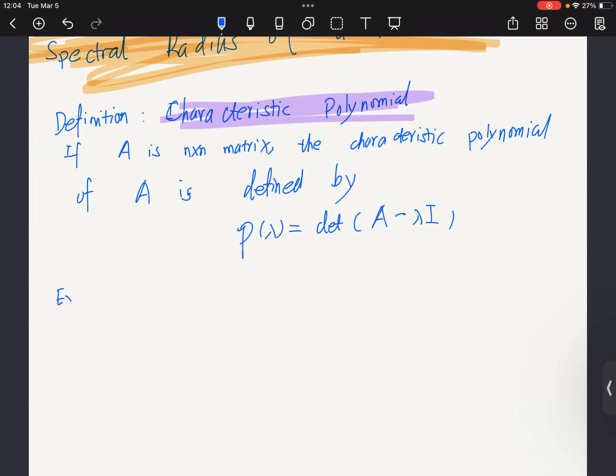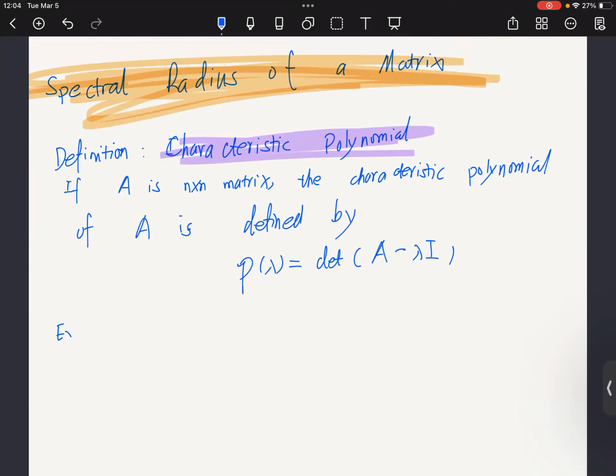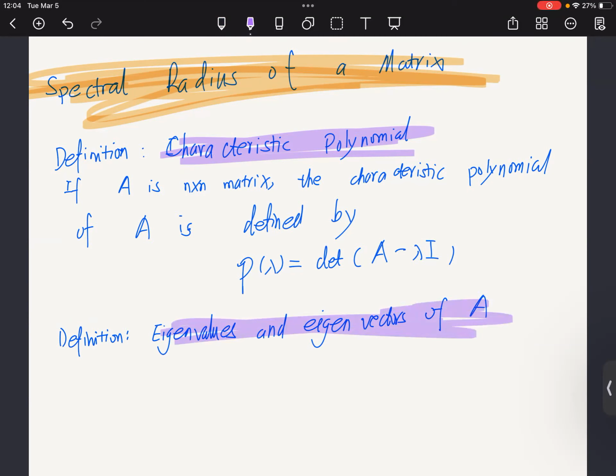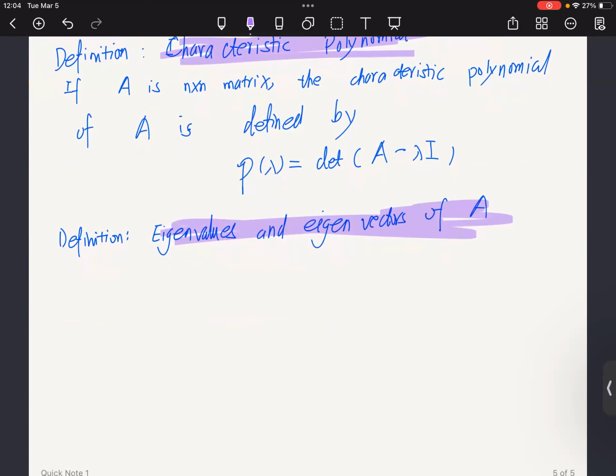I will give you examples later, because we are going to calculate the spectral radius with the definition of the characteristic polynomial. So let's see, the next definition is about the eigenvalues and eigenvectors of a matrix A. And this is the second definition here, eigenvalues and eigenvectors. It's related to the definition we have here, the characteristic polynomial.